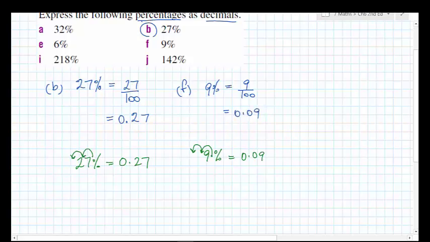Okay, let's have a look at J. Okay, so with J, we have 142%. Again, I think of that as being 142 on 100. So I can simply think of that as being 142 hundredths. Let's think about our decimal place here, and normally I'd have two decimal places here for hundredths. So then I just work from right to left, and I have 2, 4, 1, and it's 1.42.